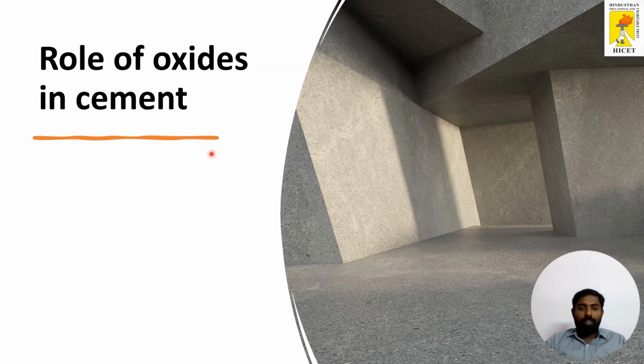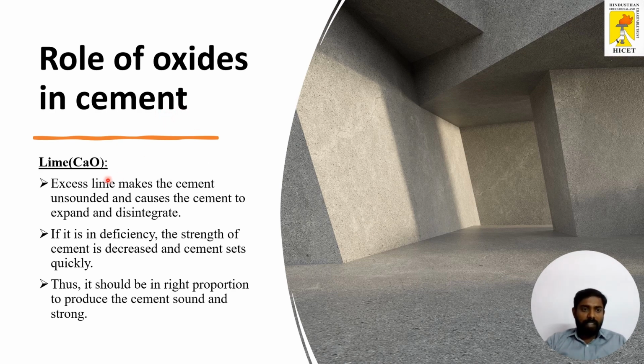Next, we are going to see the role of oxides in cement. First, lime, CaO. Excess lime makes the cement unsound and causes it to expand and disintegrate. If it is deficient, the strength of the cement decreases and the cement sets quickly. Thus, it should be in the right proportion to produce sound and strong cement.